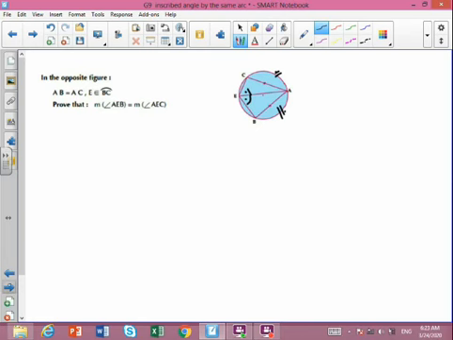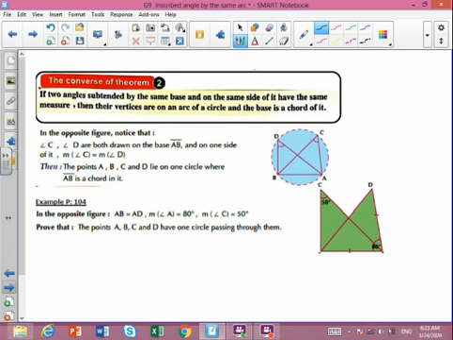Okay, what next? This is the converse of our theorem, and that's the last part in our lesson today. If two angles subtended by the same base, and on the same side of it, have the same measure.